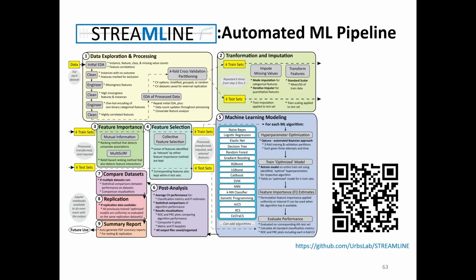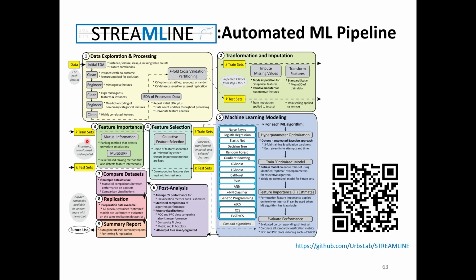Without getting into too much detail, here's a schematic giving an overview of what STREAMLINE does. Starting with one or more datasets provided by a user, STREAMLINE automatically conducts data exploration and processing of the data, including some basic cleaning and feature engineering. Next, it applies k-fold cross-validation partitioning, and then subsequently imputes missing values in the data and transforms it using a standard scaler.